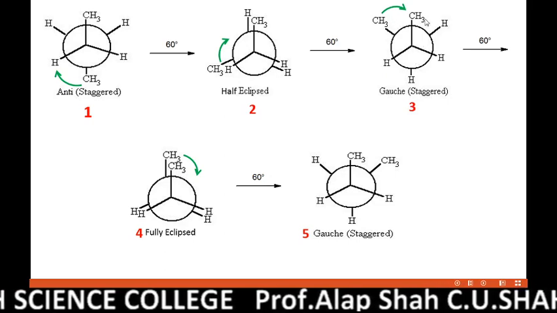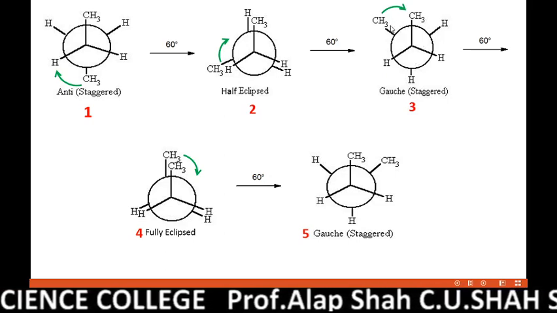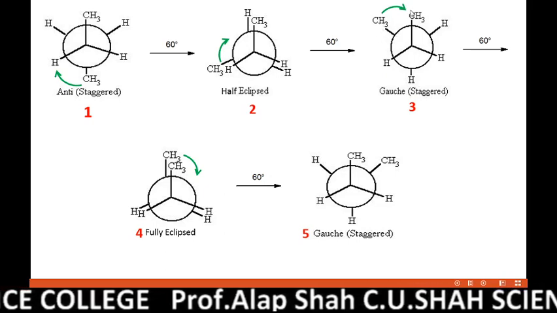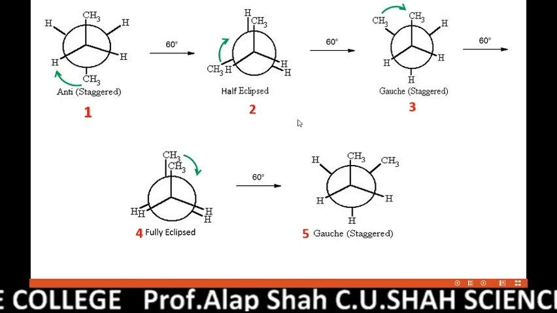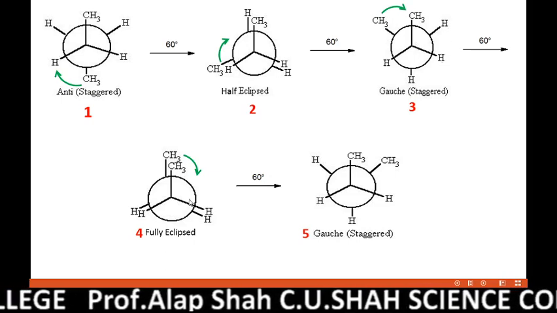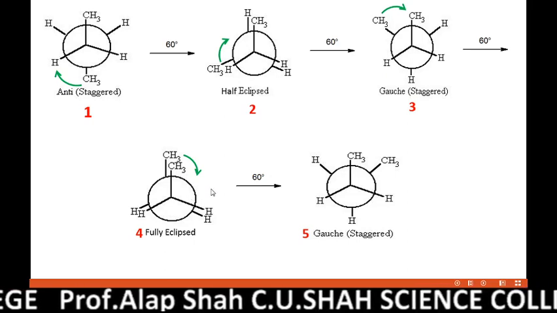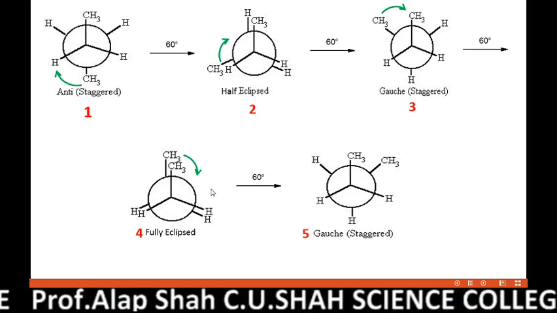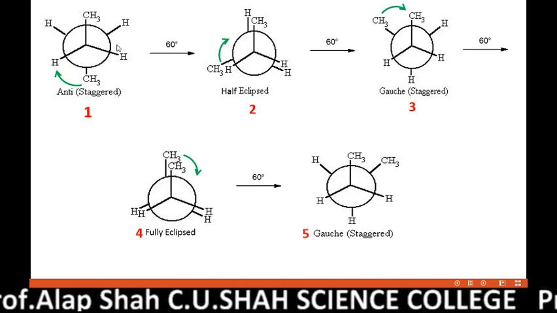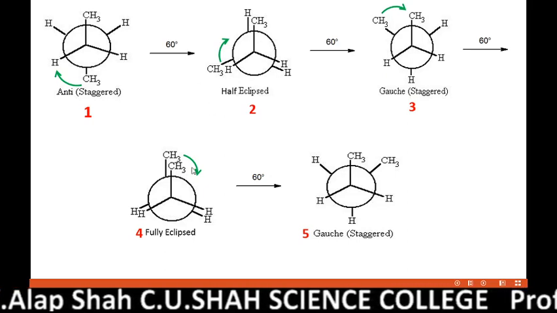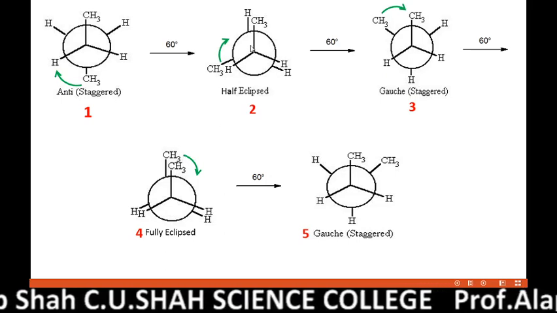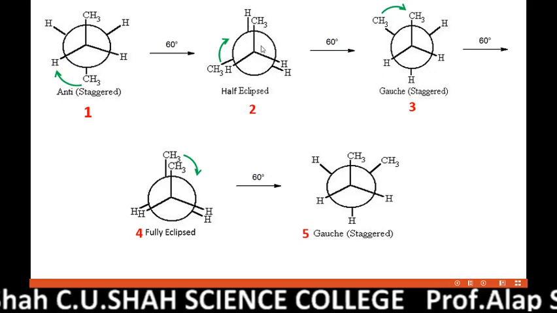Now one more 60-degree rotation and staggered will convert into eclipse. CH3 moves behind this CH3, you can see over here, this hydrogen behind this and this one behind this. So again we are getting eclipse conformer. This time we will call it a full eclipse, and we said this one as a half eclipse, because here both methyl groups are exactly behind each other, while here they were behind the hydrogen.